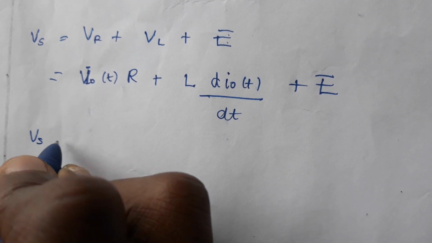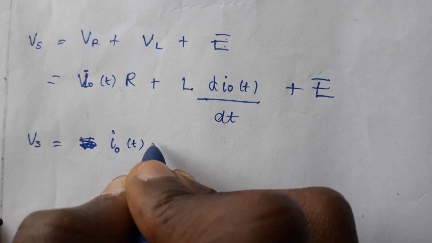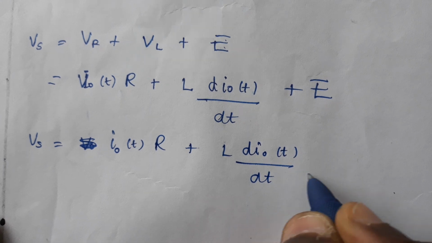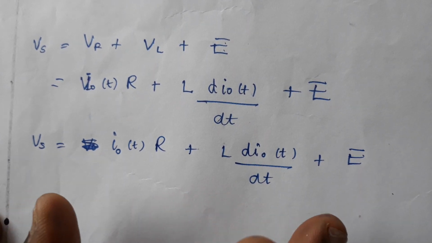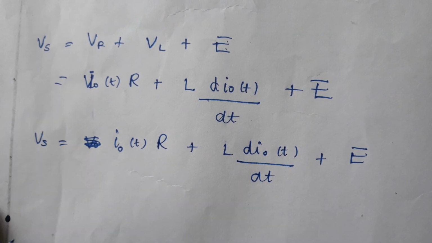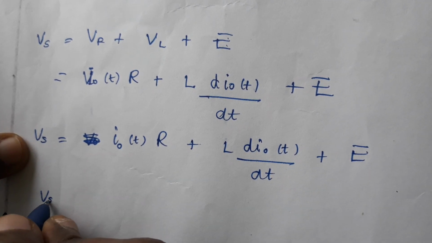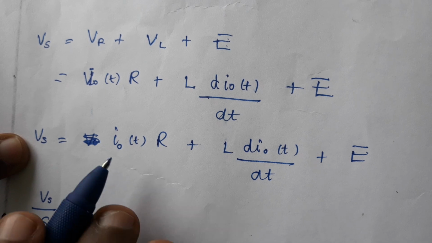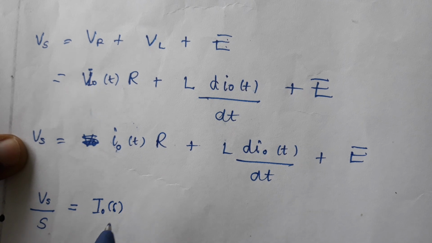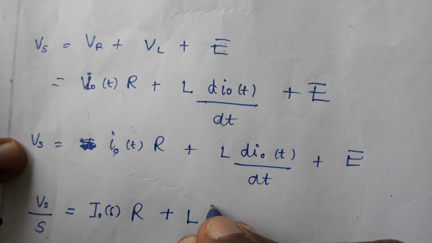So from this equation, Vs equals i_out in time domain times R plus L di_out/dt plus E. We can get the Laplace transform of this equation. The Laplace transform of Vs is nothing but Vs over S. Then we take the Laplace transform of i_out R, which is i_out, now in frequency domain, times R.